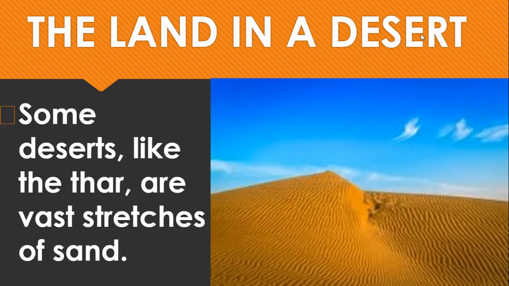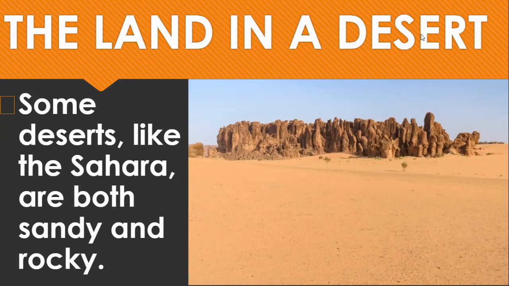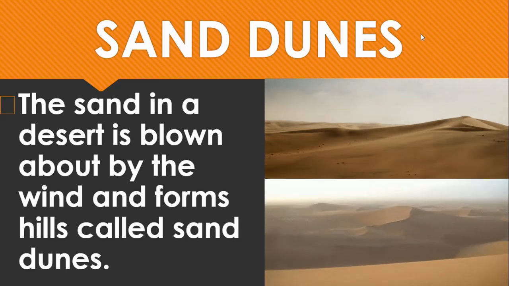So let's begin. A desert can have different types of landscapes. Some deserts, like the Thar, are vast stretches of sand, as you may see in the picture, but some are bare and rocky. Some deserts, like the Sahara, are both sandy and rocky.